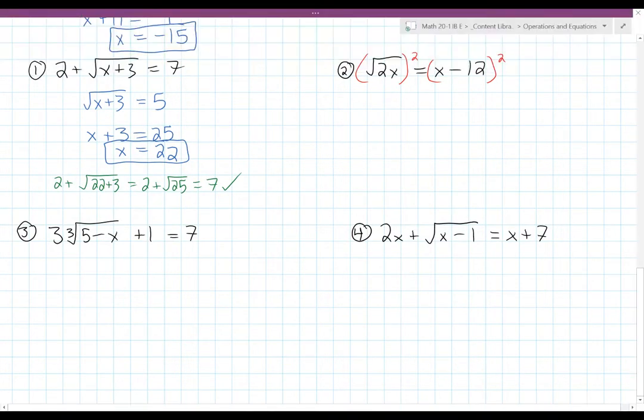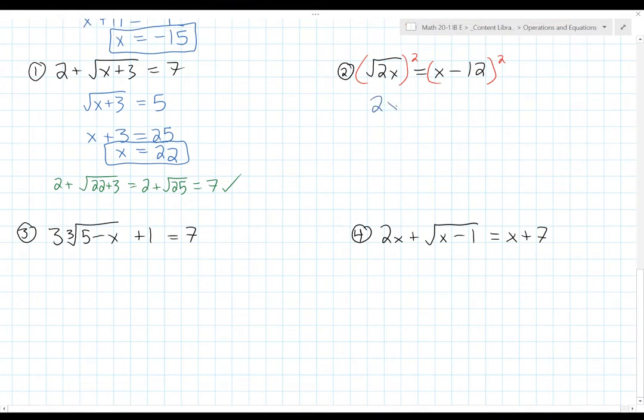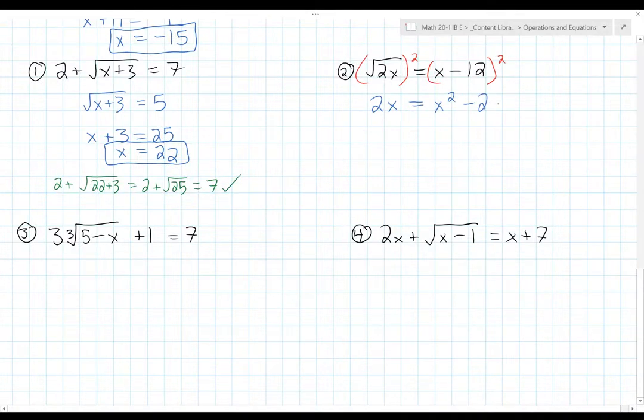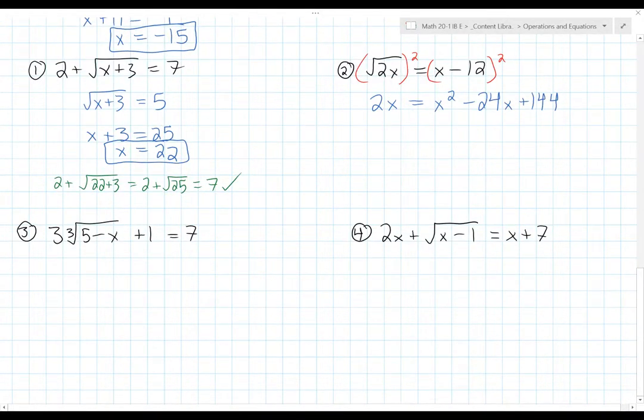So when I square this, I get 2x on the left. On the right-hand side, I get x squared minus 24x plus 144. Now, if you just put x squared plus 144, that's a really common mistake, but it's one you can't continue to make. I'm squaring a binomial, so there's distribution involved. In other words, this is x minus 12 times x minus 12.